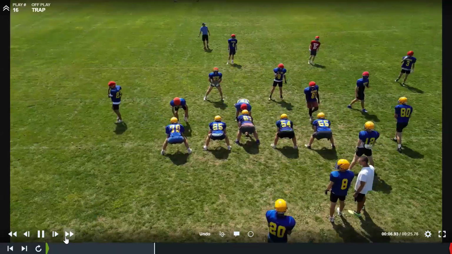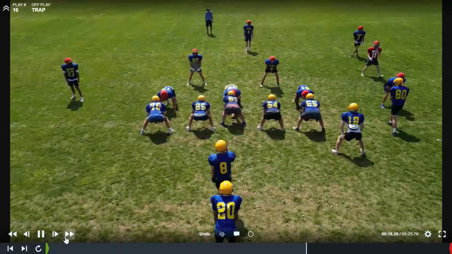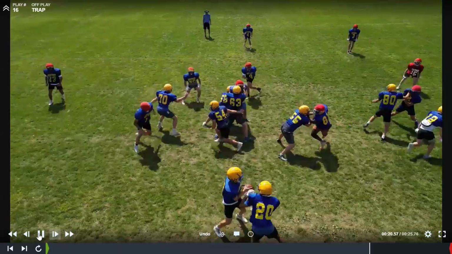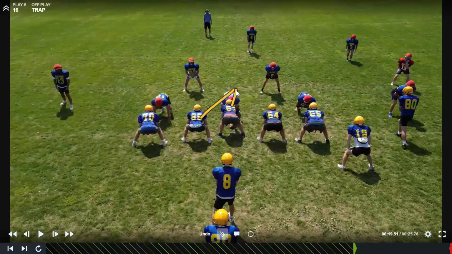Okay, we're running trap. I don't know what direction. Let's find out here. Okay, trap to the left. So we have a cage call here. Remember, your job as a base technique is just to get under this guy, lunge, and lift him. You got to get low, lunge, lift.